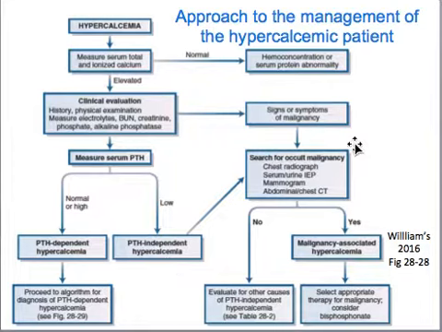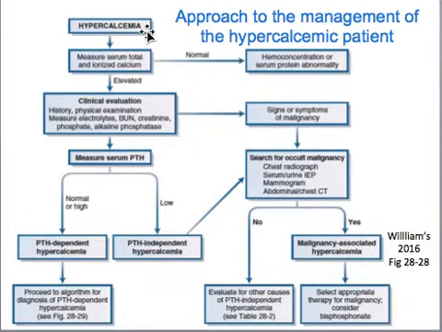Usually, this is caused by a malignancy. So, if there's no known malignancy, you can look for an occult malignancy. If there's none, then you evaluate for other PTH independent causes of hypercalcemia, like what we said earlier: immobilization, vitamin D, hyperthyroidism or thyrotoxicosis, etc.